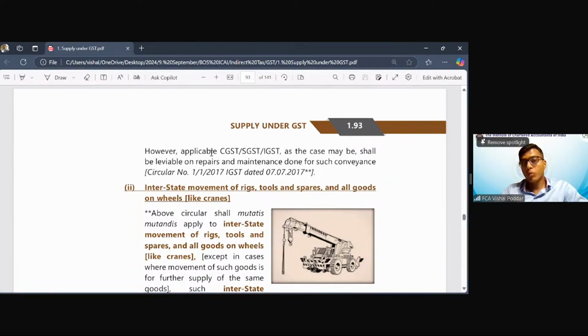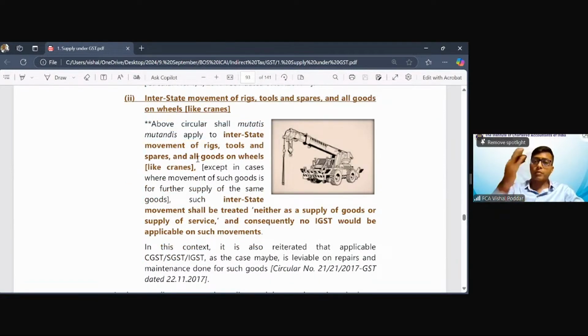Further, what does the circular say? However, the applicable CGST, SGST, IGST, as the case may be, shall be leviable. On what? On the repairs and maintenance done for the conveyance, that is understood. So when you are sending your bus to another place for getting repairs done, on repairs there will be GST. I have no problem in paying that because that is with an outsider. But my bus traveling from my one office to another, my aircraft going from one place to another, where at both places I have my office, so I am a distinct person, does not mean that in a day I have to keep raising invoices on myself, and that too of crores of rupees because one aircraft will cost me that much.